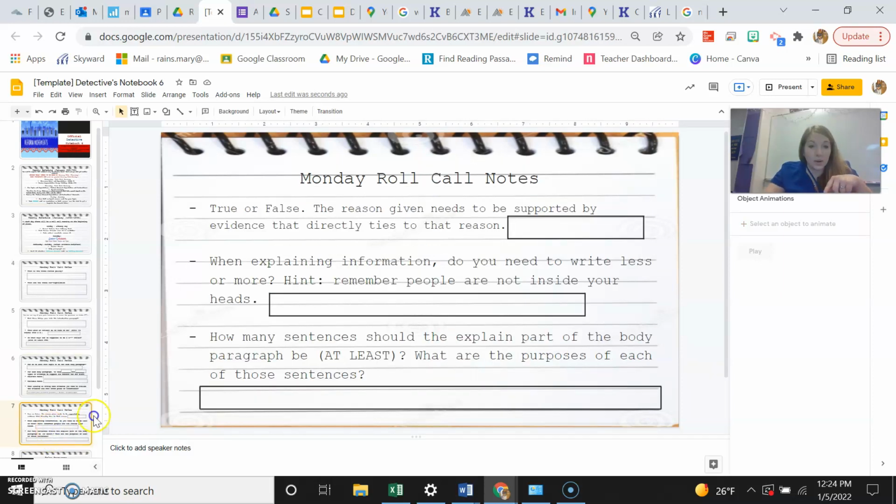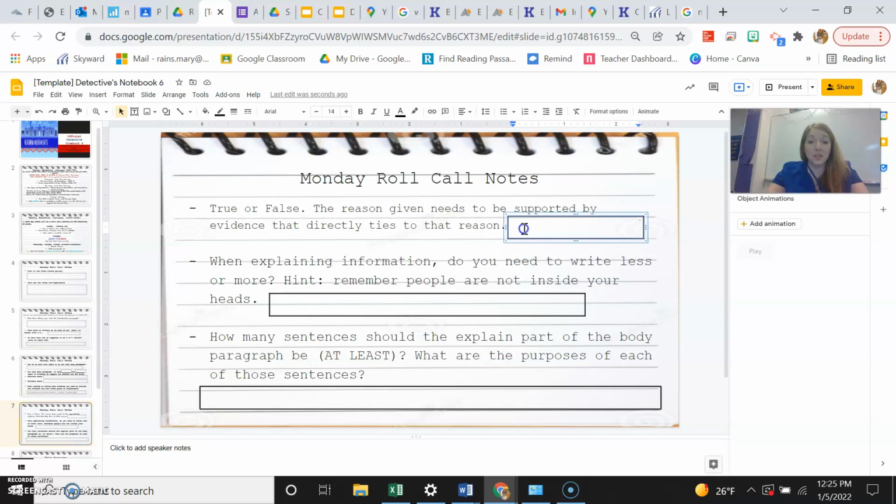The next one, true or false: the reason given needs to be supported by evidence that directly ties to that reason. Each body paragraph is broken down by reasons, or one reason per body paragraph. The reason does need to be supported by evidence that directly ties to it. That's what we talk about when we say relevant. Relevant means that it is on topic. If it's off topic from that reason, then we don't need to use it. So this statement is true.